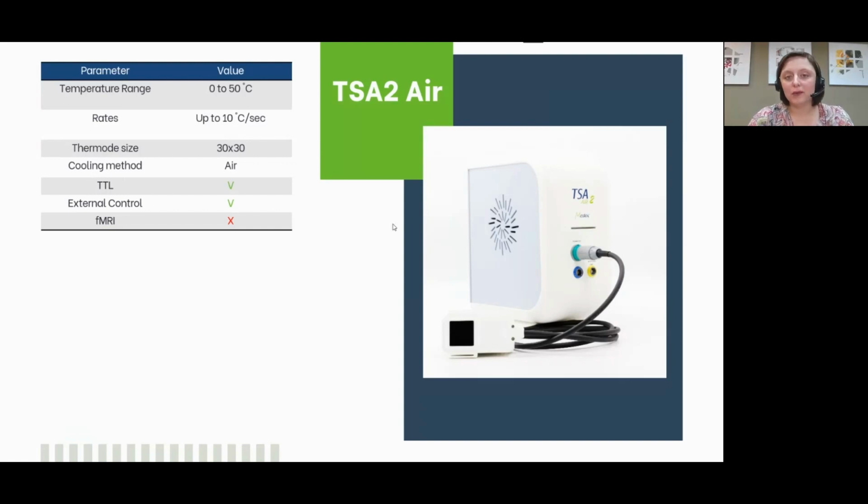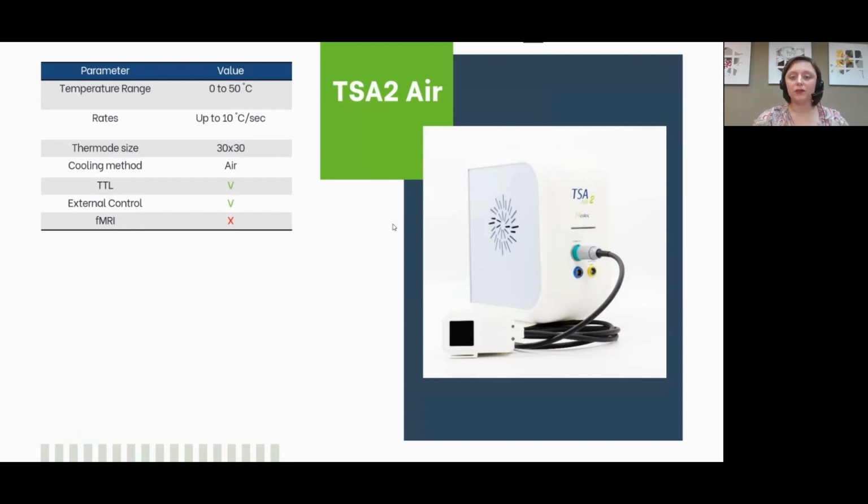It does have more capabilities in terms of synchronization and working with other devices and other software. So you can use TTL in and out signal to synchronize between the TSA2 Air and some external device. And you can also use external control. It's a software feature that allows you to have a control to some extent of a Medoc main station software that operates the device by some external software.